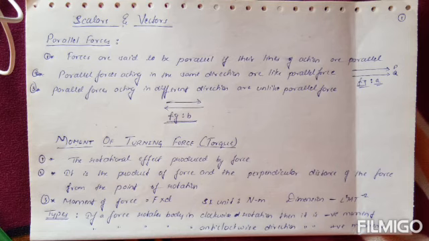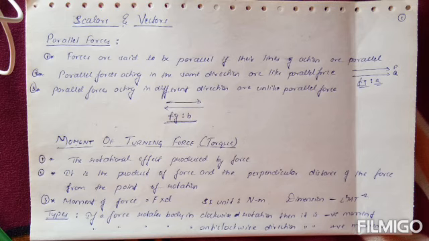And second point, parallel forces acting in the same direction are like parallel forces. If two forces are moving in the same direction, then it is called a like parallel force. Third point, parallel forces acting in different directions are unlike parallel forces. It means if two forces are moving in opposite directions but they are parallel, then it is called unlike parallel forces. You can see figures A and B. Figure A is a parallel force as well as a like parallel force, and figure B is an unlike parallel force.